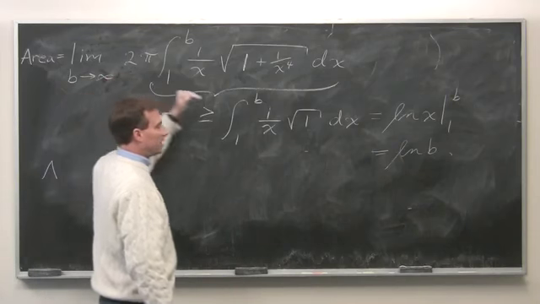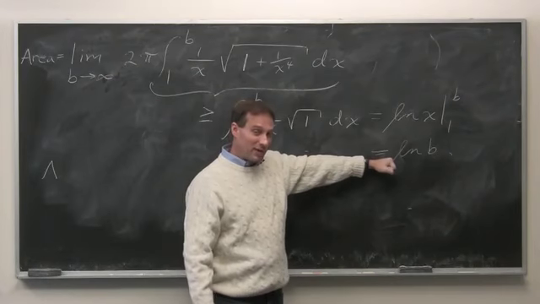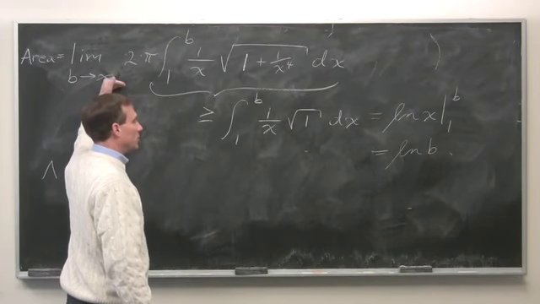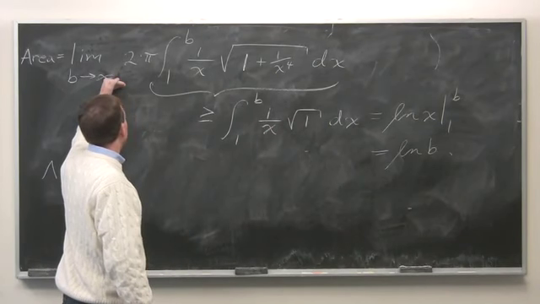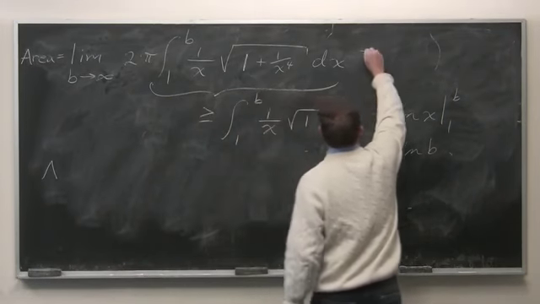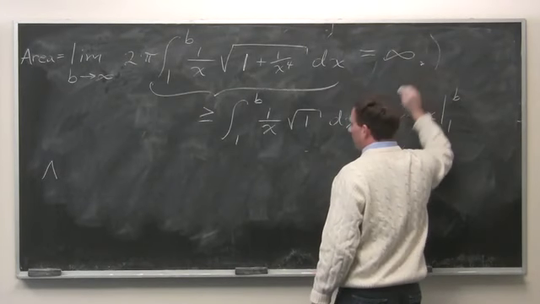But as b goes to infinity, the natural log of b goes to infinity. And so this thing that's greater than or equal to that has no choice; this limit has to be infinite. And so what we find is that this limit is infinite.